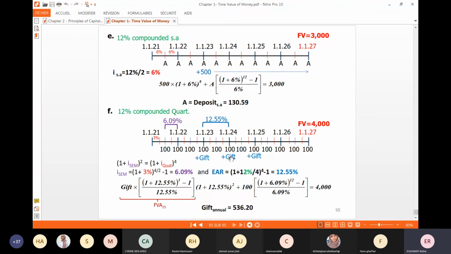How to compute? Here we have 2 annuities. The first annuity, which is 12 times 100, and the second annuity is 3 times the gift. To compute the future value of these annuities, should we use the future value of an ordinary annuity, an annuity due? For the last time, I will repeat it.